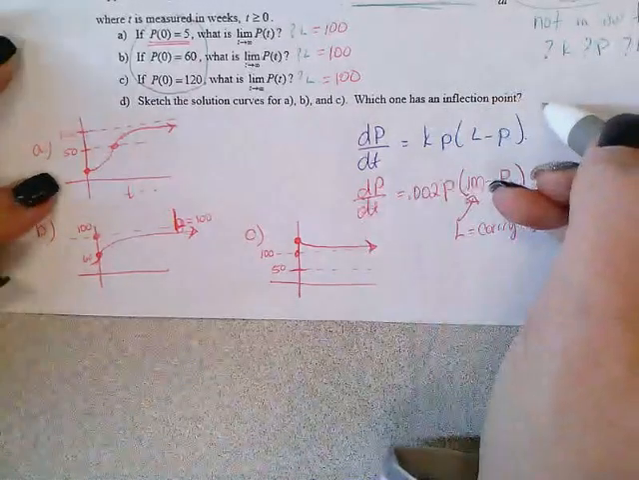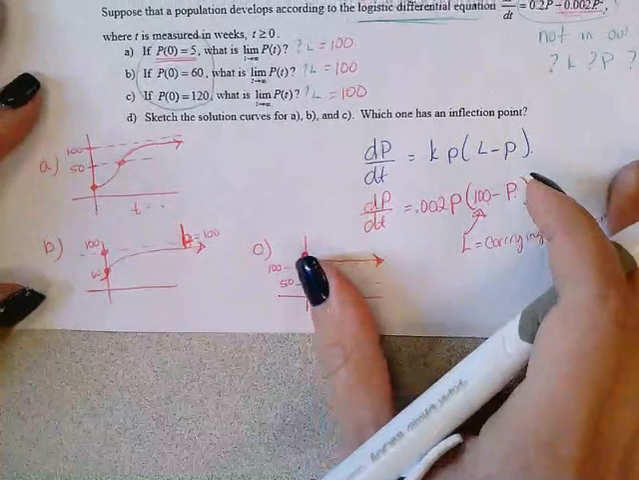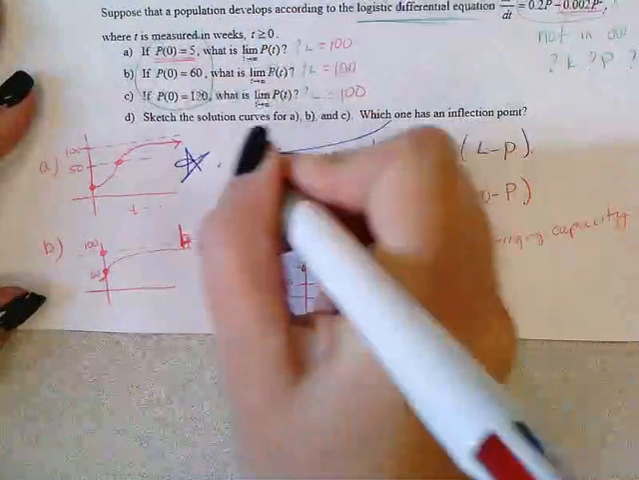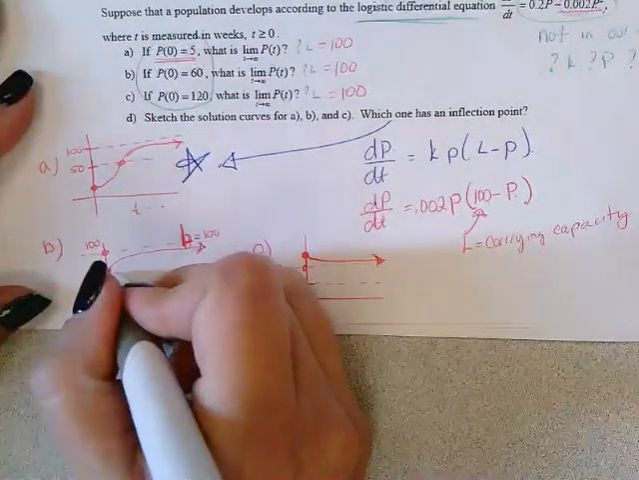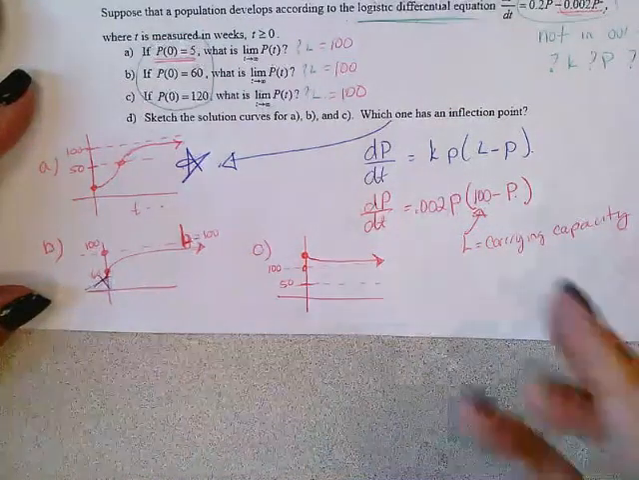So which one has the inflection point? Which one actually has a change from concave up to concave down? It's this one. This does not have an inflection point because the inflection point is below the y-intercept. So we're not even graphing it.